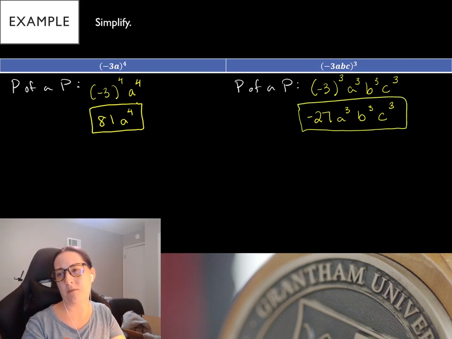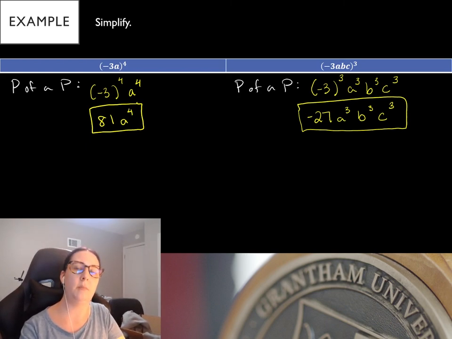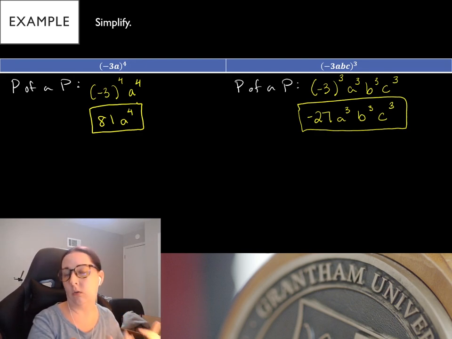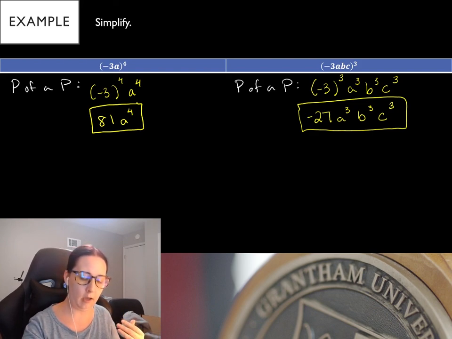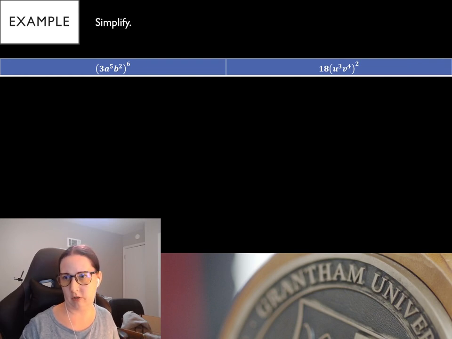So these problems are kind of boring. We're just using the power of product rule. It's pretty simple. You don't really have to do much. It's when we start combining this rule with other rules that it starts to get more complicated. So now I'm going to start throwing in other rules here.